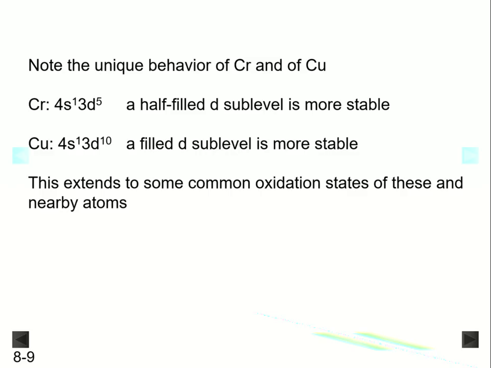So let's note the unique behavior of chromium and copper. Chromium has a 4s1 3d5. A half-filled d sublevel is more stable than having the 4s2 3d4. And then we have copper at 4s1 3d10. A filled d sublevel is more stable. This does extend to some common oxidation states of these and nearby atoms, as we'll see. But we'll also see some more complicated behavior in a moment. But you should understand all of the electron configurations through the first 4 rows of the periodic table.